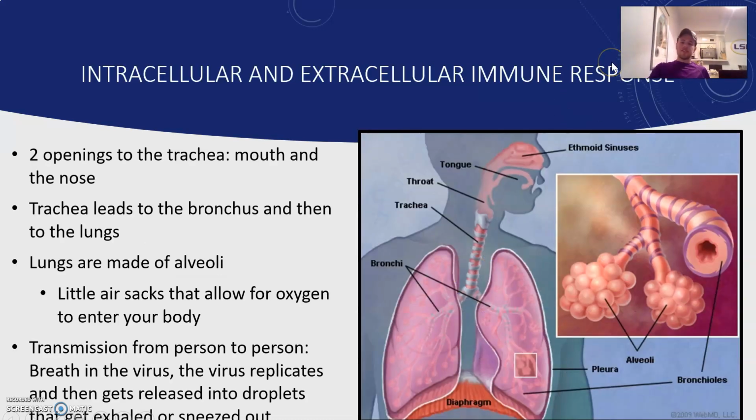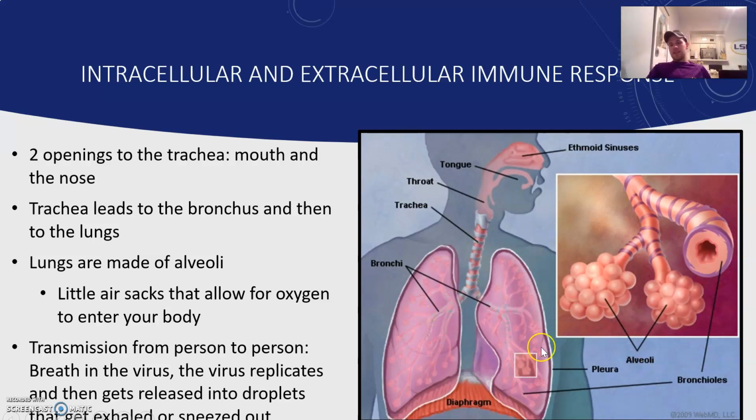So the virus, what it does is it causes a whole bunch of problems in your respiratory tract. And so let's talk a little bit about what that respiratory tract looks like. Your respiratory tract starts with your nose and your mouth. Those two openings to the body meet at this region right here called the pharynx. But then the pharynx continues on and goes to the trachea. Now the trachea is a tube that leads down to your lungs.